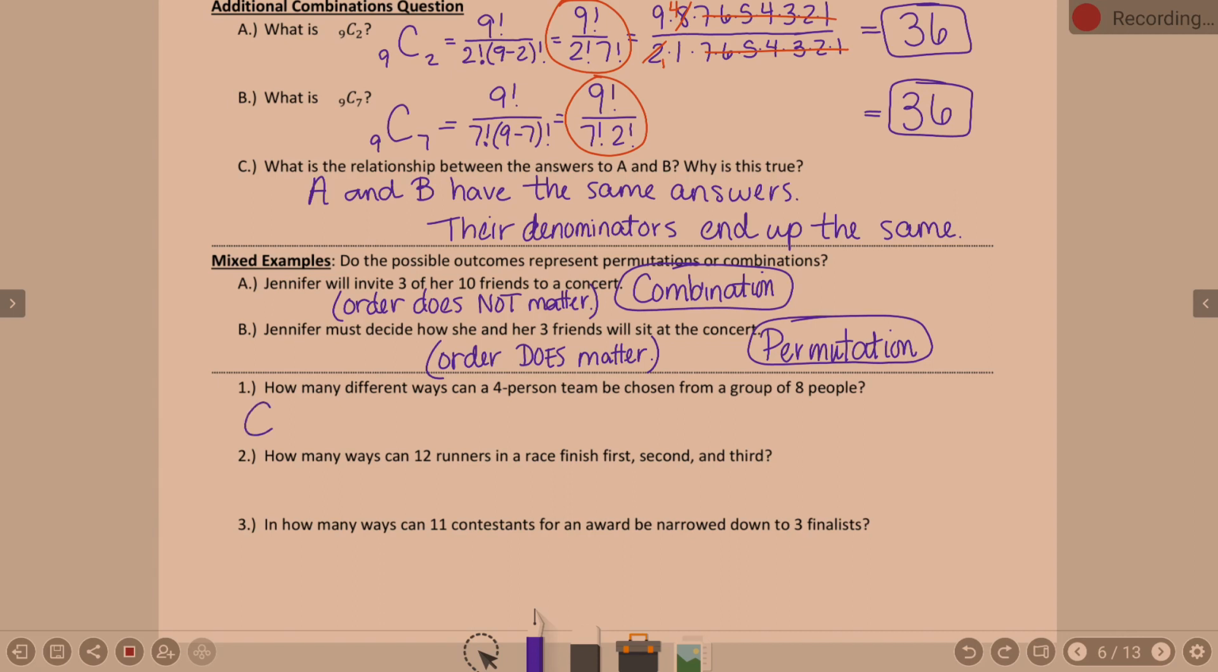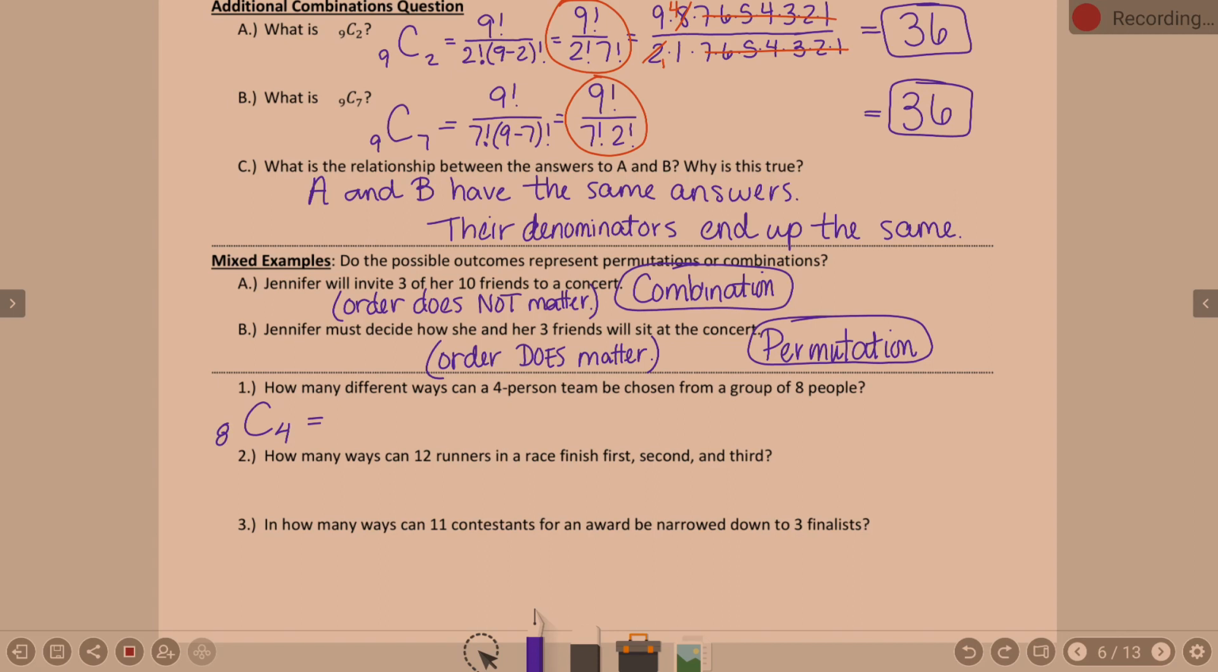Now, combination, how many things are you picking from? From 8. You're picking from 8 people. And how many spots are we trying to fill? 4. So this is 8C4. Agreed? Okay.